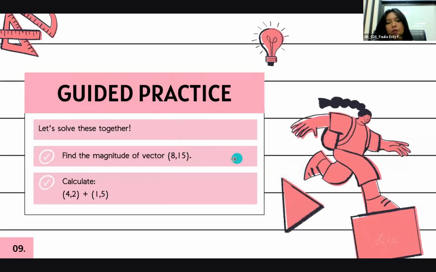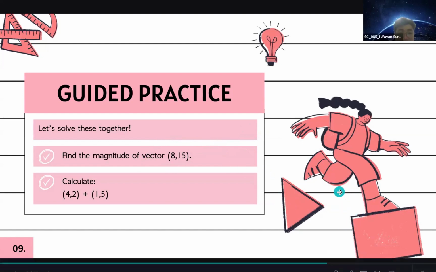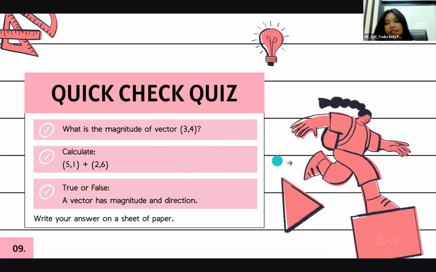Okay, now we have a guided practice. Let's solve this together. Find the magnitude of vector A, 8, 15. 17, Miss. Excellent. And then calculate 2, 3 plus 3, 4. 5, 7, Miss. Correct.